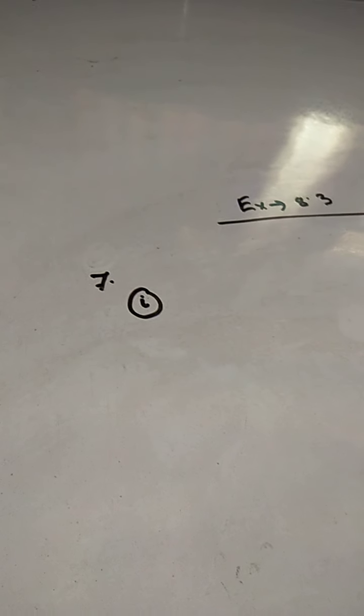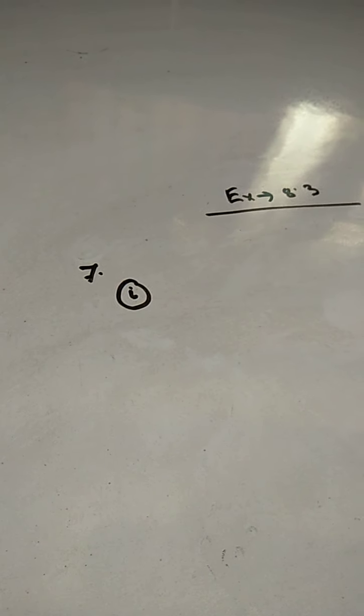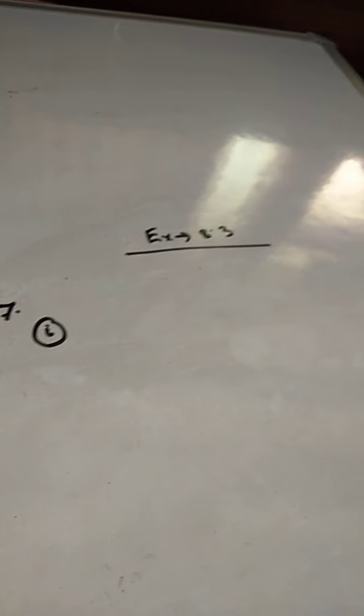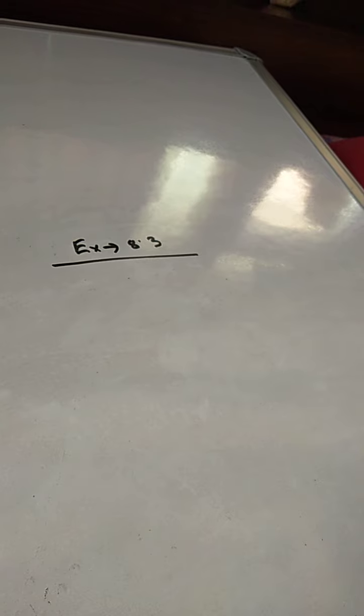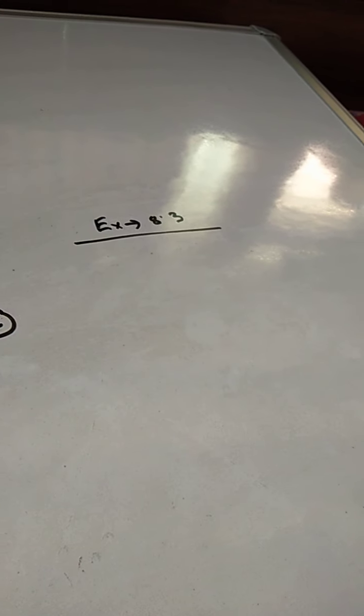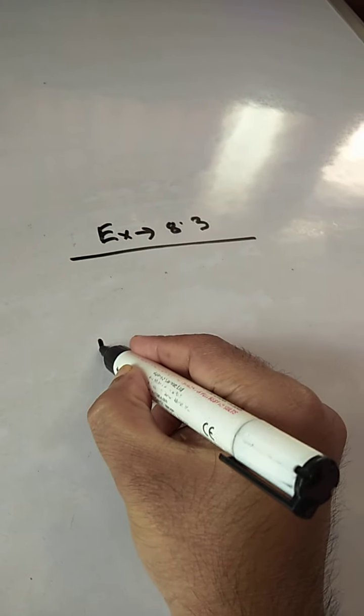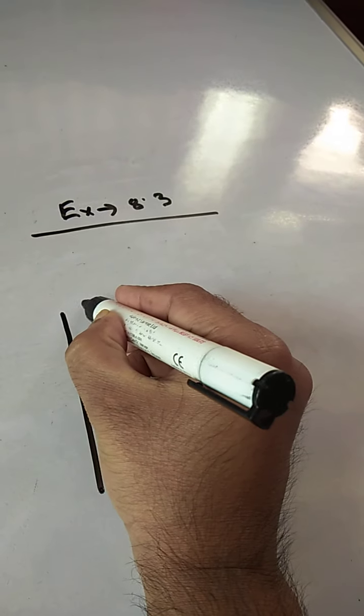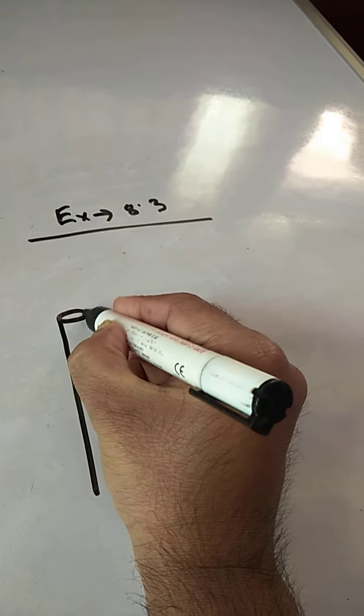Hello students, in this session I will explain sum number 1 of question number 7 of exercise 8.3. In sum number 1 we have a chalk that contains calcium, carbon and oxygen. Suppose this is a piece of chalk.